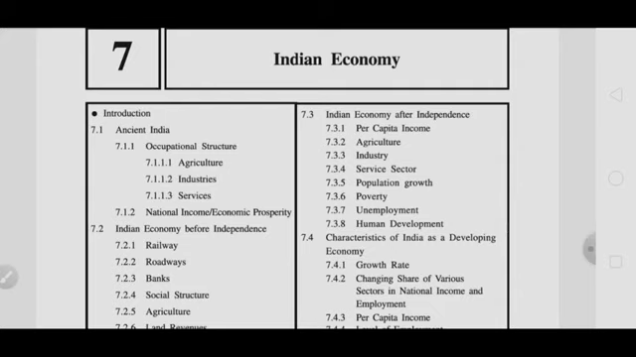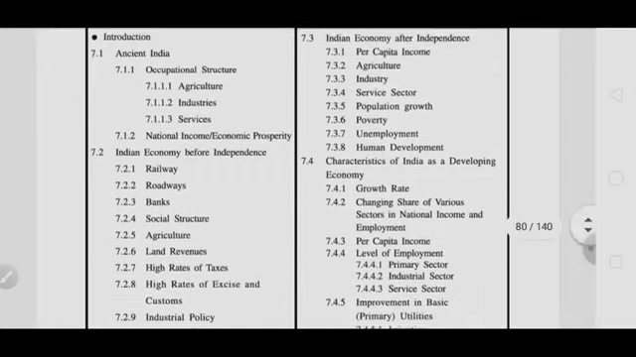So here, first of all, in ancient India we are going to discuss the occupational structure, that is, agriculture is the primary sector, while industries is the secondary and services is the tertiary sector. Then we will discuss the national income and economic prosperity of ancient India. Then we will move forward to the Indian economy before independence.